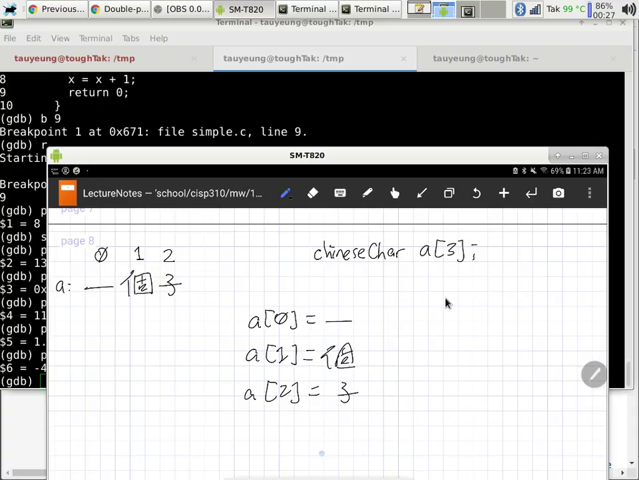So let's see if I can use this to illustrate it. If I take the address of a bracket 0, what is that going to give you? It's just telling you where to find the first character in the array, nothing more. Does that have anything to do with whether you understand Chinese or not? Absolutely not. You just have to say, well, there are 3 of those, and we're only interested in the first one. That's the address of. But it does have a type. The address of the first character is a Chinese character pointer.